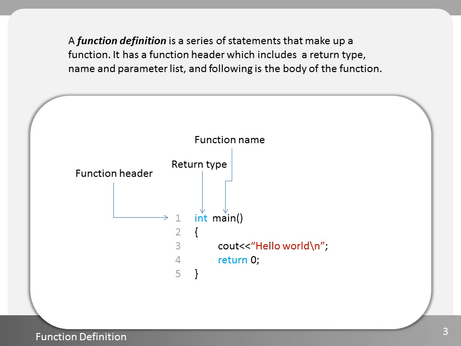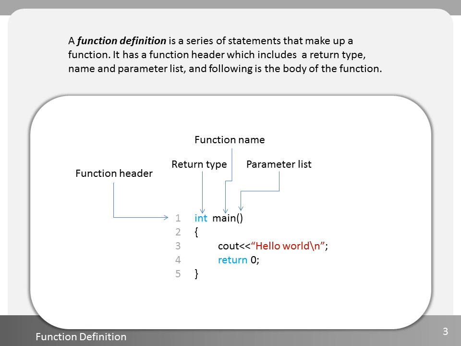Next is the function name. We always want this to reflect the purpose of the function. In this case, it indicates that this is the main. In general, the rules that apply to variable names apply to function names also. Following directly after the name, we'll always have a set of parentheses, known as the parameter list, where we declare variables and pass a value into the function, but for the purpose of this module, they will always be empty.